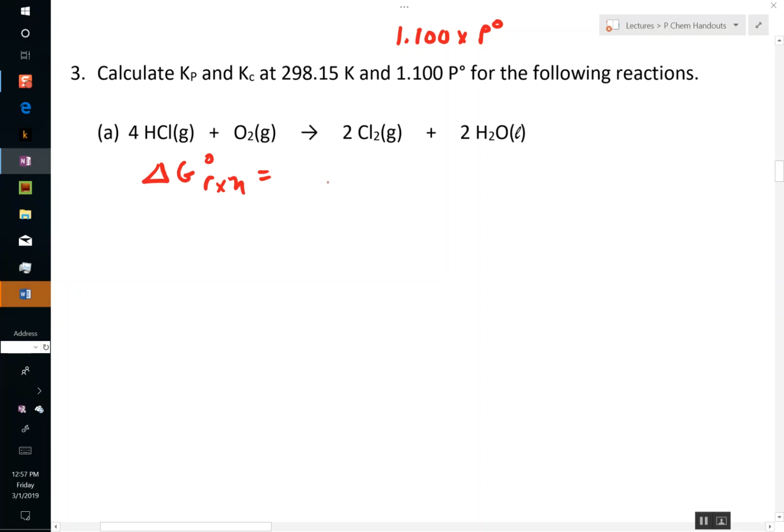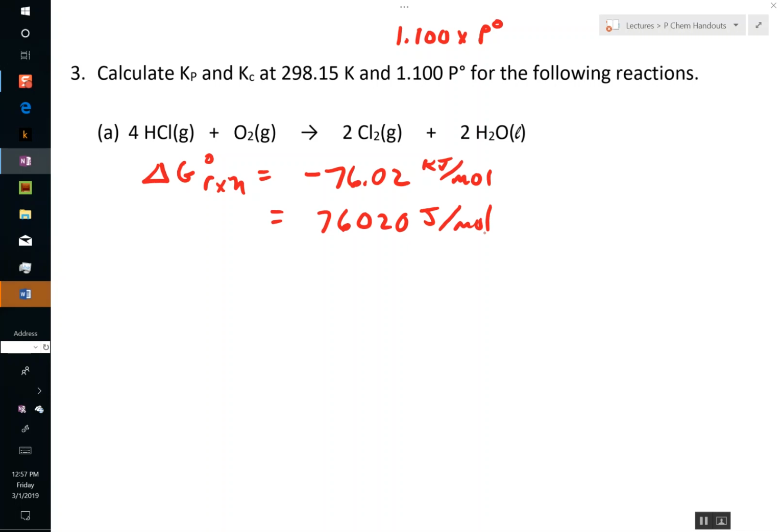We got the reaction, and we found that the delta G is negative 76.02, right? That's the standard free energy, or 76,020 joules. And then we calculated the Kp of this.